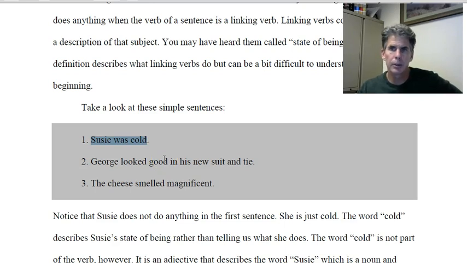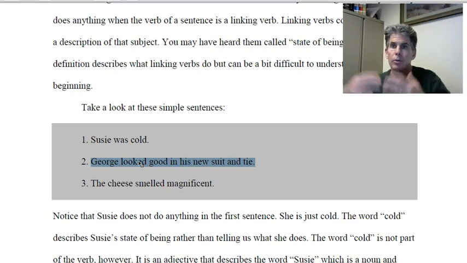And that is a perfectly acceptable English sentence. There is nothing wrong with it. George looked good in his new suit and tie. That's not an action. George isn't looking at anything. I'm describing him. It's his way of being. You may have heard linking verbs called state of being verbs. Okay? And when you are a linking verb, there is no action. None at all. I'm describing him.